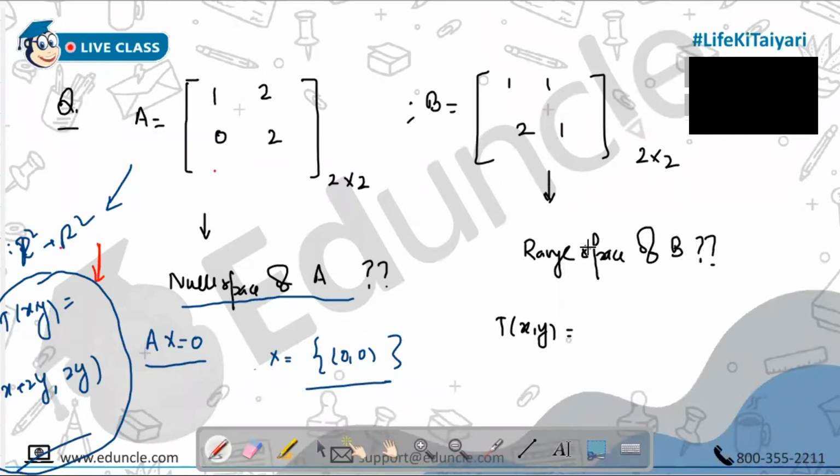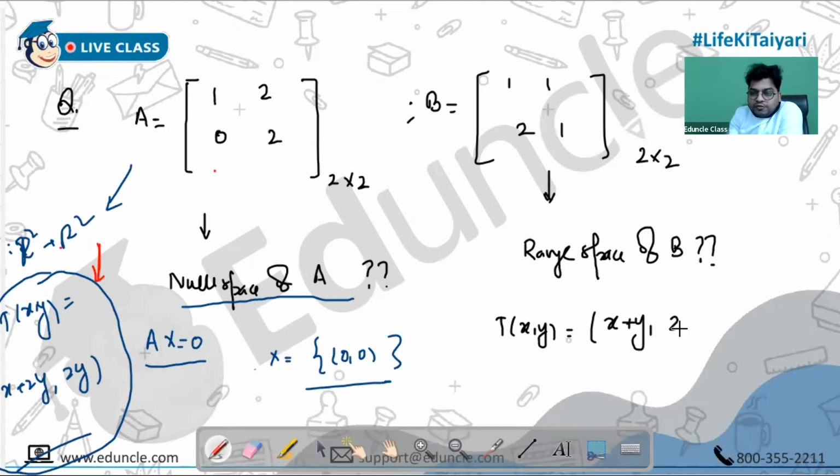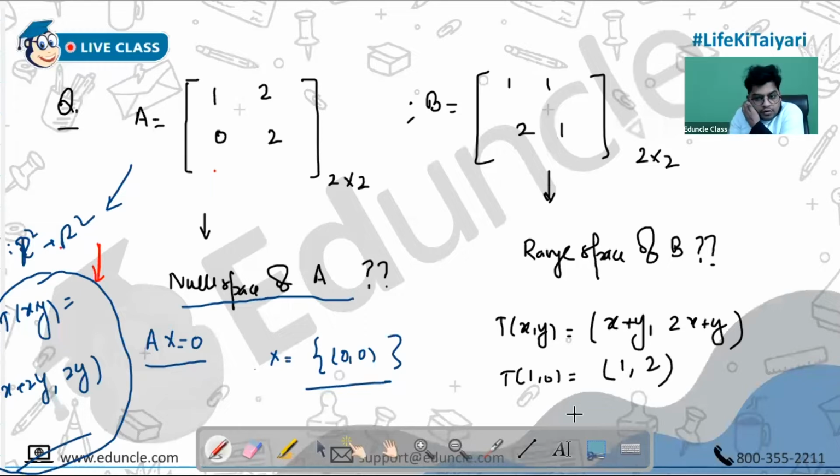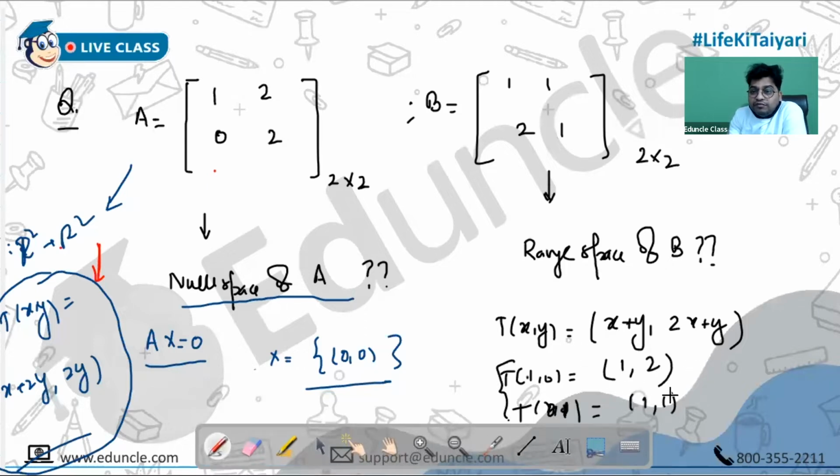Same, like I saw this concept somewhere. I don't take so much tension, I say x plus 2y, 2x plus y. Okay. What we will do, T of 1 comma 0, that is 1 comma 2, and T of 0 comma 1 is 2 comma 1. This is the standard technique. I don't want to get confused in the exam. So this will generate the whole range space.